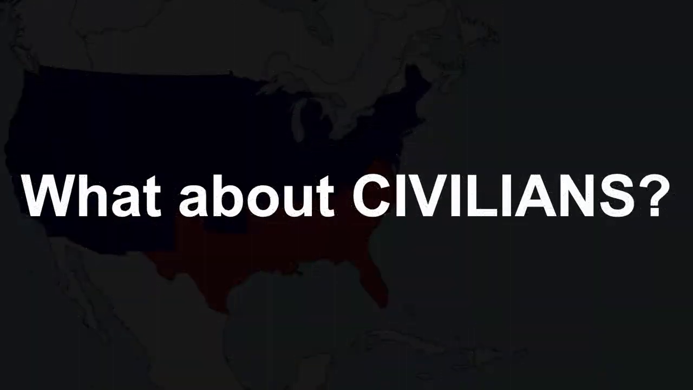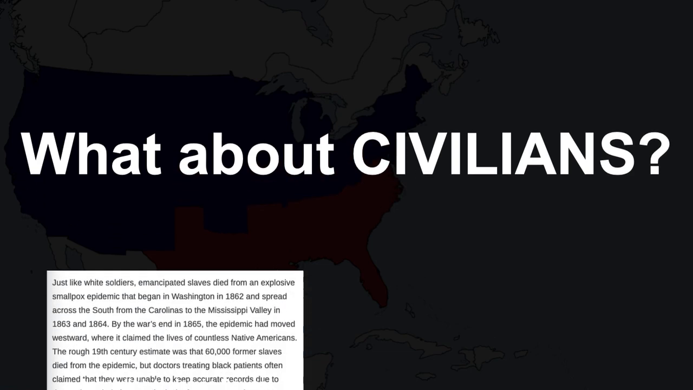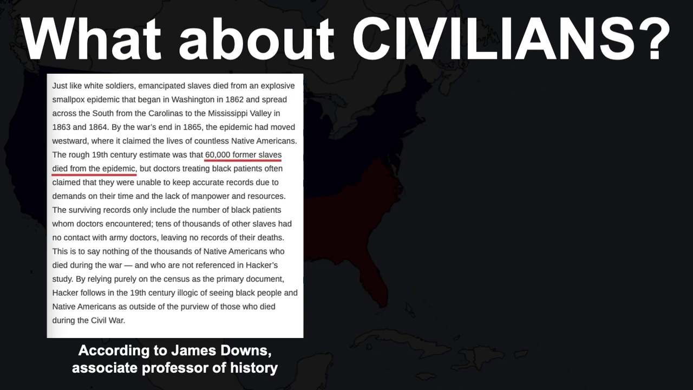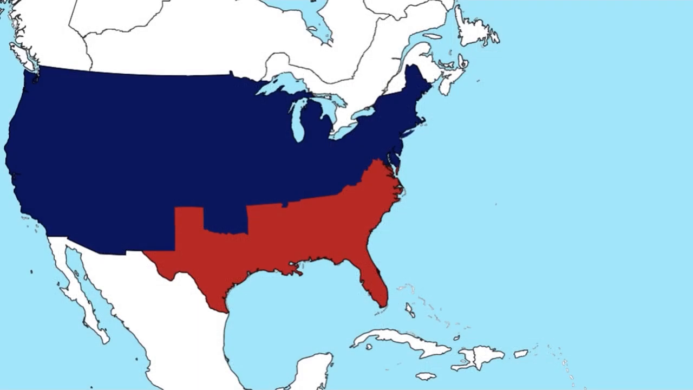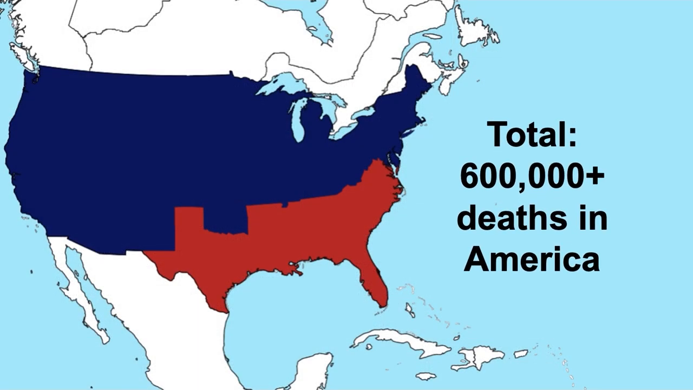But how many civilians died? There is very little information available about civilian casualties due to the war. One source says that at least 60,000 slaves died from disease during the war. Another source says that there were 50,000 war-related civilian deaths. In total, a minimum of about 600,000 people died due to the American Civil War.